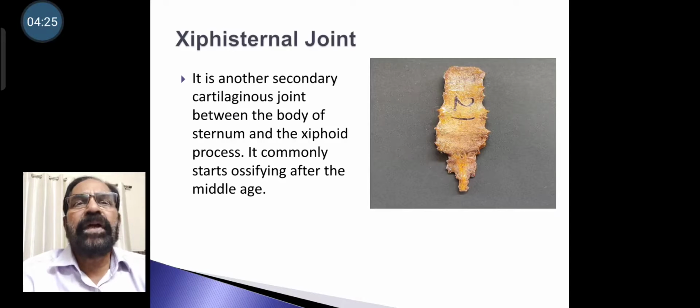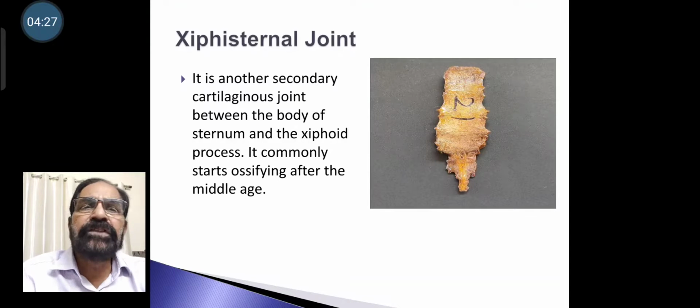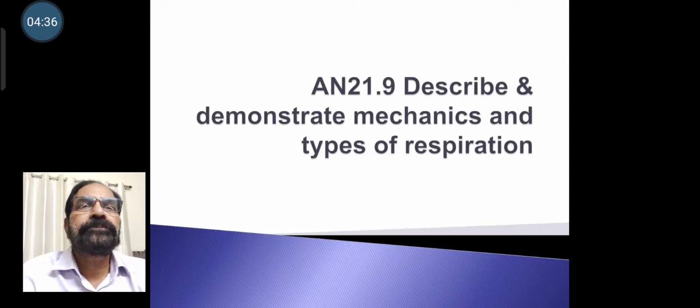Then xiphisternal joint. It is another secondary cartilaginous joint between the body of the sternum and xiphoid process. It commonly starts ossifying after the middle age. Then we go to describe the mechanics of the types of respiration.